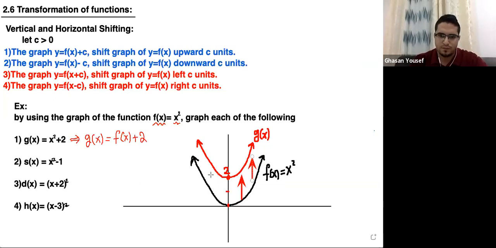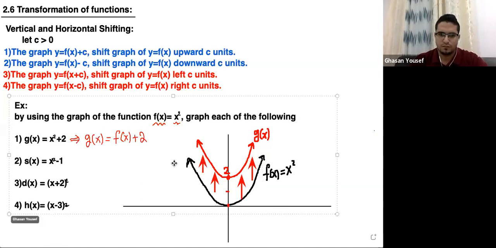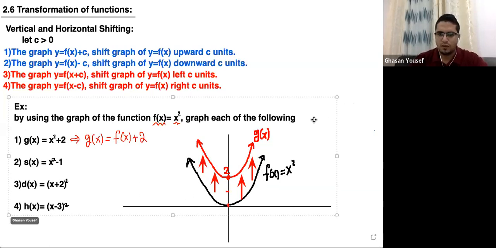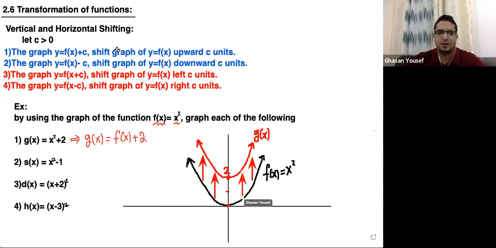Any question for this one? Yeah, this is translation. This is the first kind of translation, shifting up. This is vertical shifting. We shift the function upward 2 units. We move all the points 2 units upward.